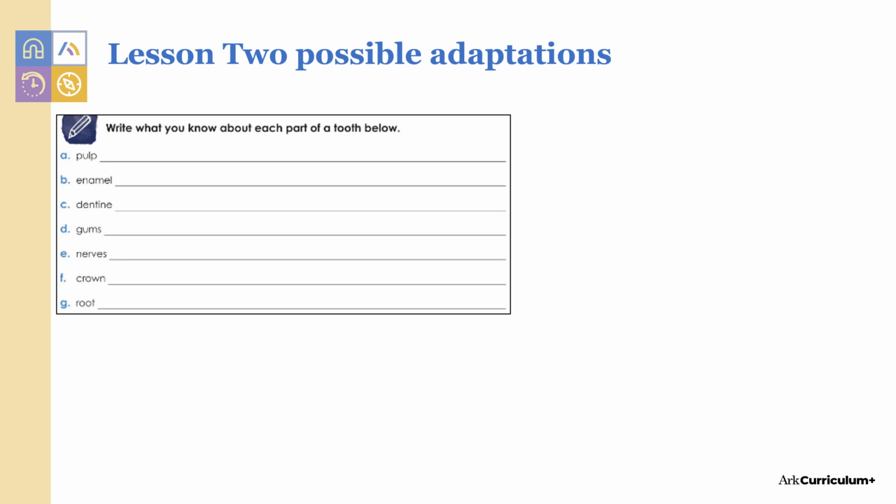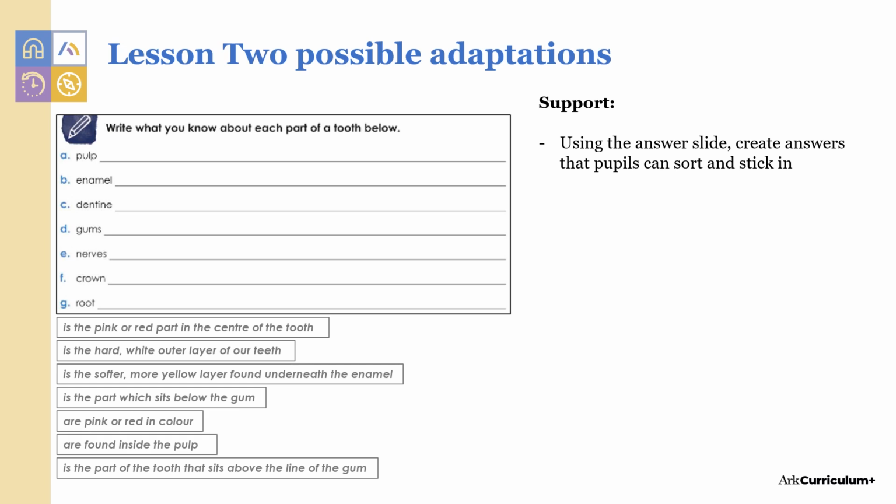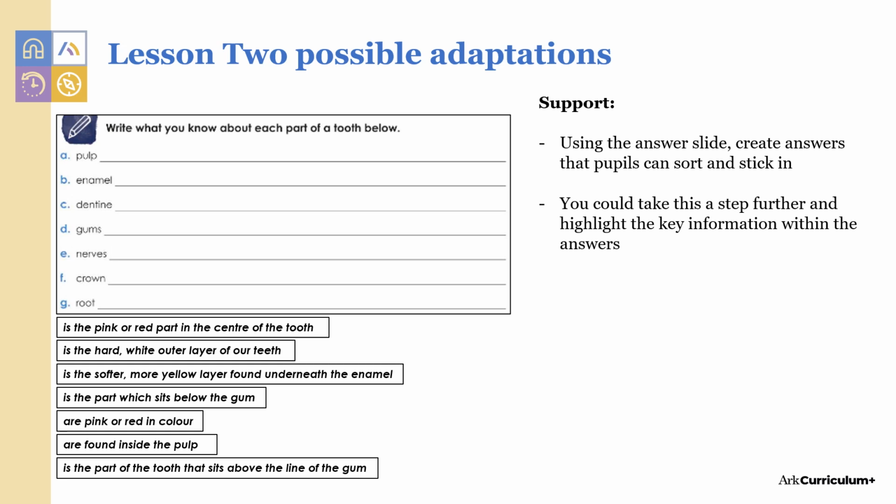For this activity, pupils should write what they know about each part of the tooth on the line. To support pupils, using the answer slide, you could create answer labels that pupils could sort and stick in. You could even take this a step further and highlight the key information in the labels, or have some already stuck in to allow more time for pupils to focus on the rest of the task.